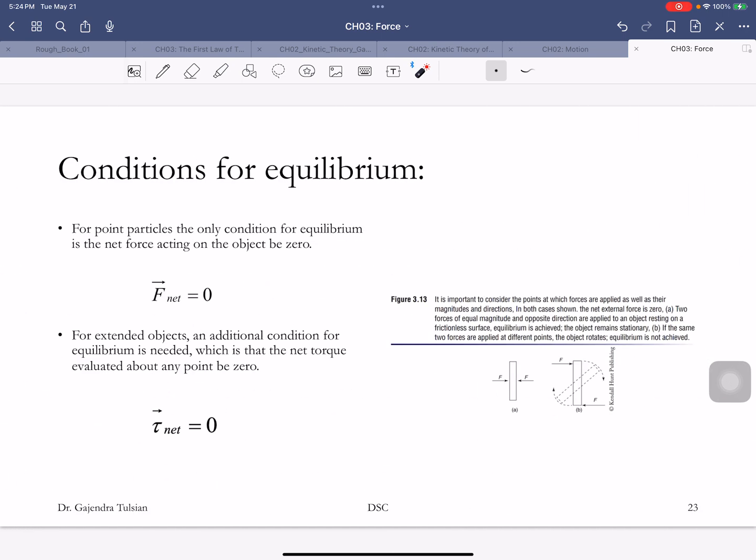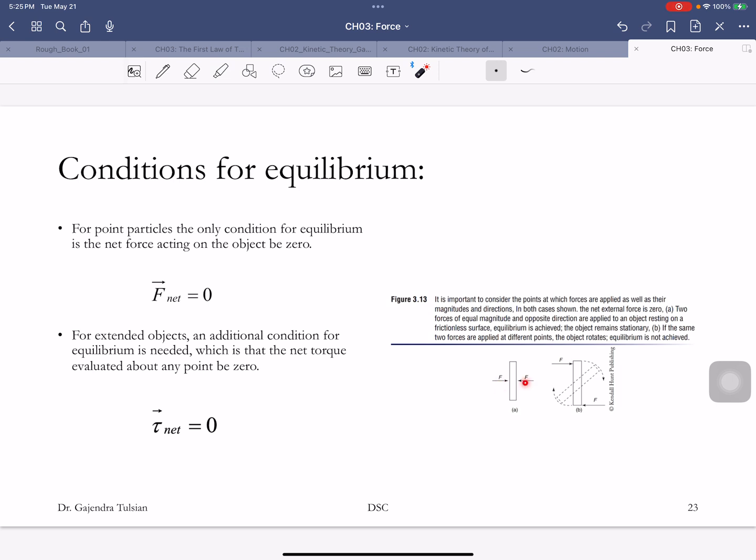All right, so now, for an object to be at rest, those are the conditions for equilibrium. If you apply two forces like this on this object, it will be at rest because this one cancels that one. And in addition, the torques of these forces, if you calculate about any point, are zero.